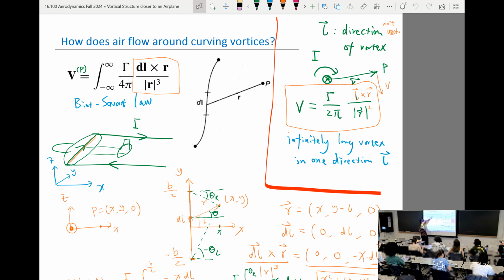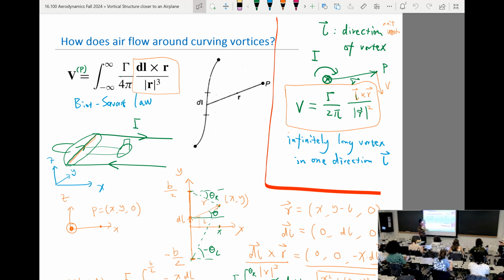Today we are going to look at this formula. It's called the Biot-Savart law. This law actually happens not just in aerodynamics, but also in other physical domains.